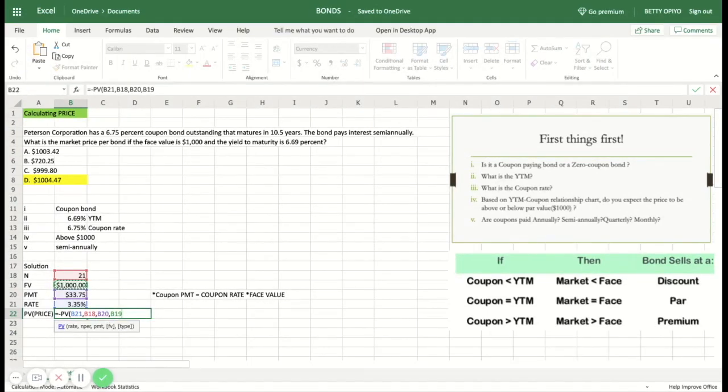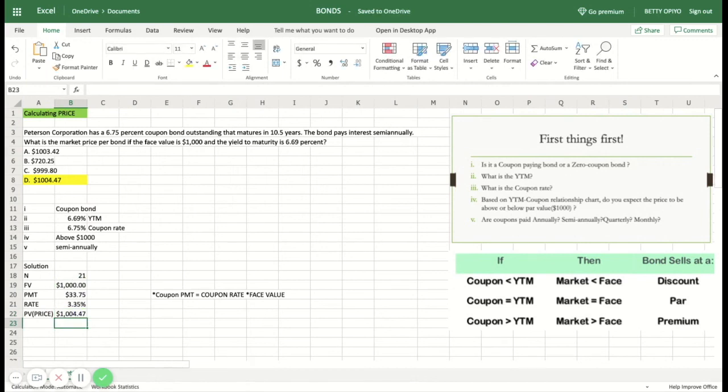And then we don't need the type, or you can just put 0, but we don't necessarily need it here. Just close your parentheses like that and then enter. Right. So as you can see, we got our price of the bond to be 1,004.47, which is the same answer that we have here as option D. Okay. Yeah, that's pretty much it.